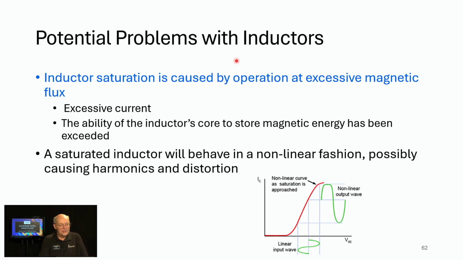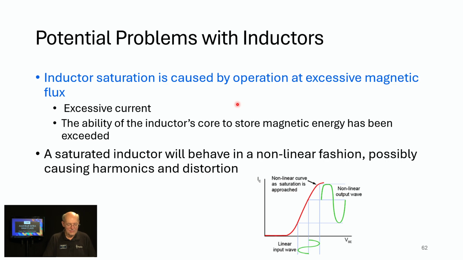Now, what are some potential problems? Well, we mentioned that powdered iron will work better at higher temperatures, meaning higher current. Inductor saturation is caused by operation at excessive magnetic flux. That means you're putting current through the inductor that is in excess of what it can handle.